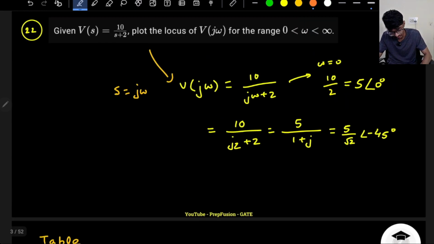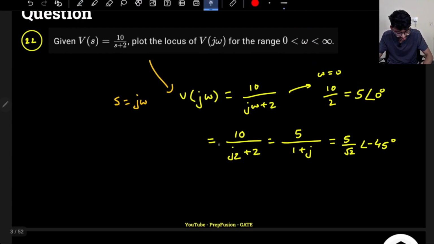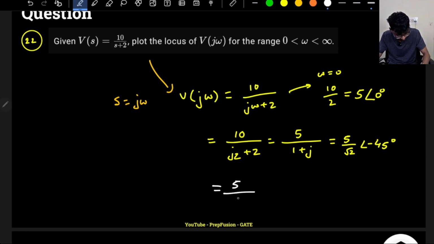What about the last point? If omega is tending to infinity, what will happen? This will be 5 by j omega. Omega is a very very large number, plus 2. So this can be simply ignored, right? This is 10 only. This can be simply ignored. So this will be 10 upon j omega. So if omega is very very large, then ultimately this will be what?